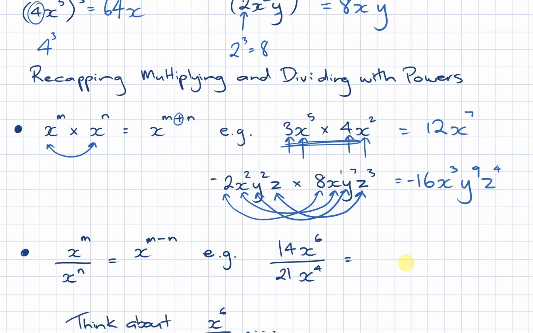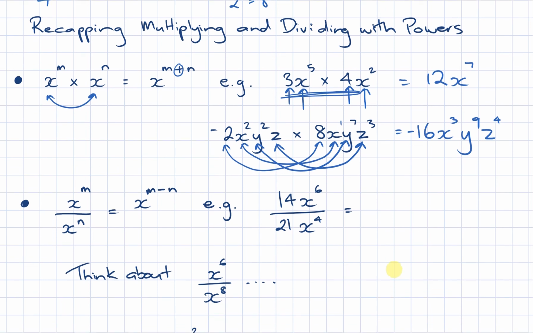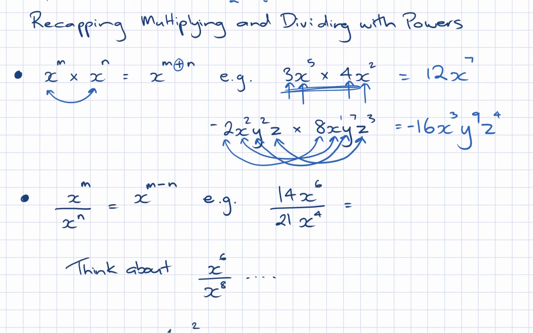Okay, and the last rule with powers was when we're dividing expressions that have powers. So the rule is, if the base is the same, we subtract the powers, and it's the power in the denominator of the expression being subtracted from the power in the numerator. So if I look at this example here, we do need to do this division.